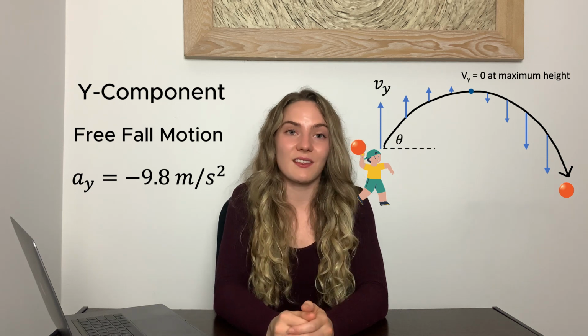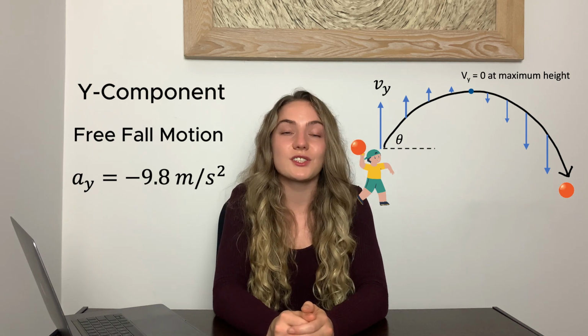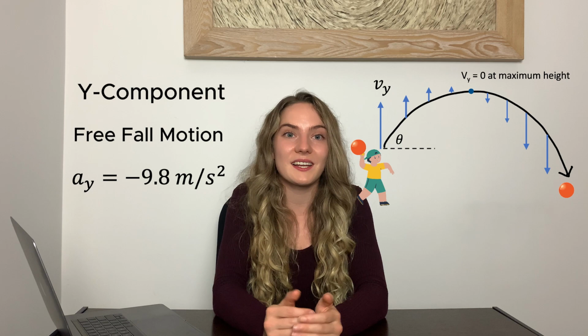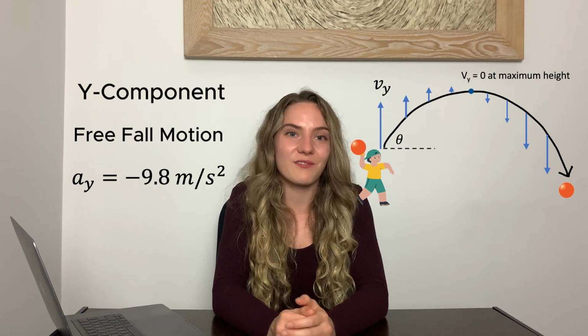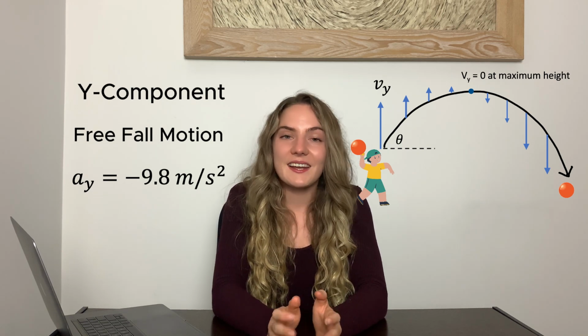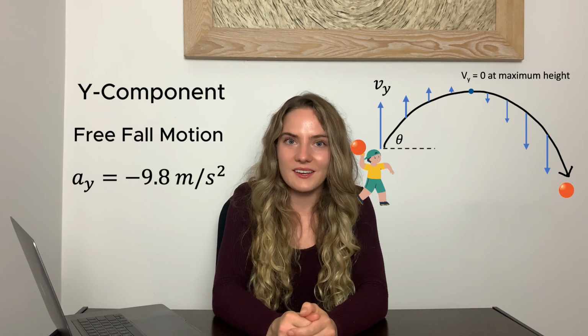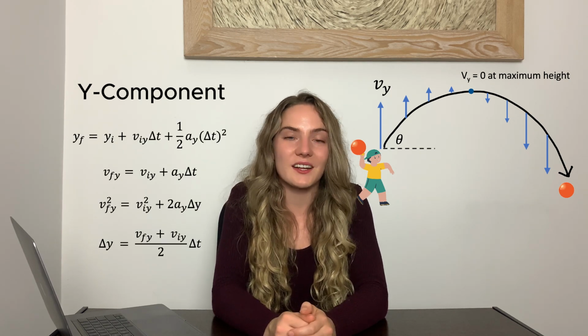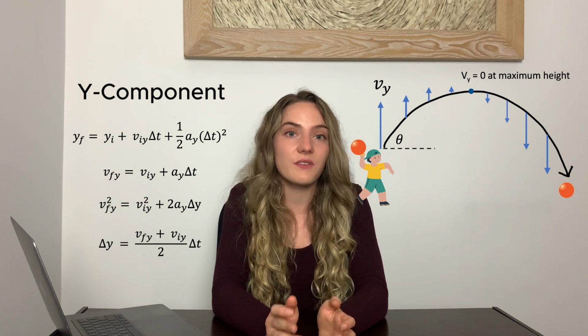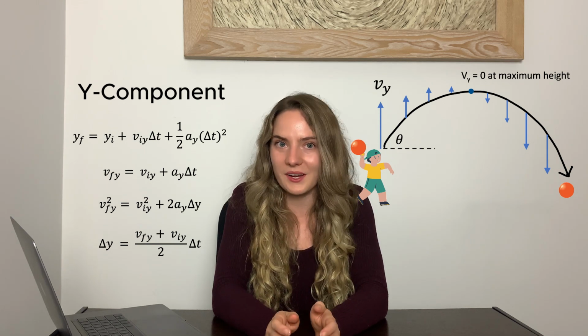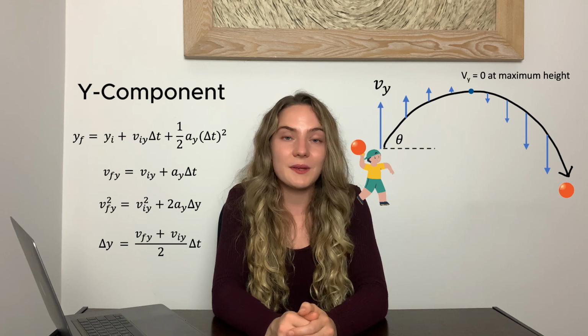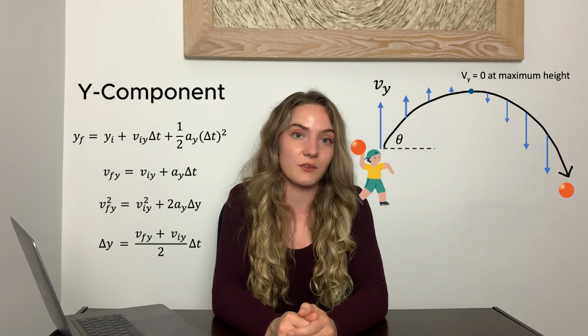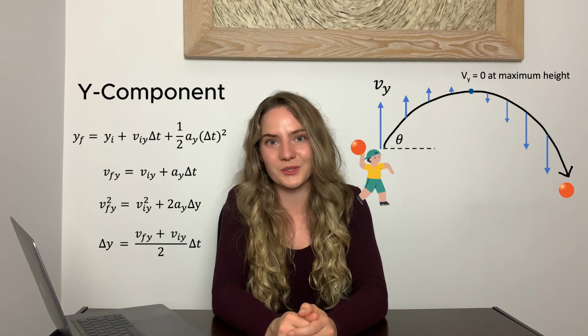And then you can see the Vy velocity vectors start getting bigger because the object is speeding up as it's falling down. And now because the y component is free fall motion, you can use your kinematic equations when solving for variables in the y component. So you would use the same kinematic equations that you use for free fall for projectile motion.